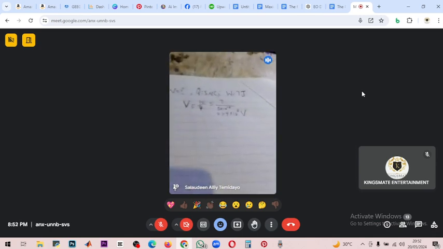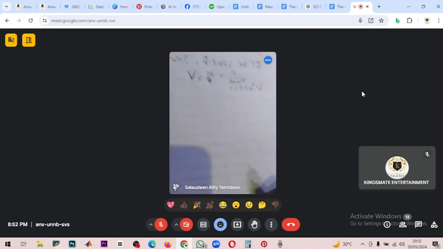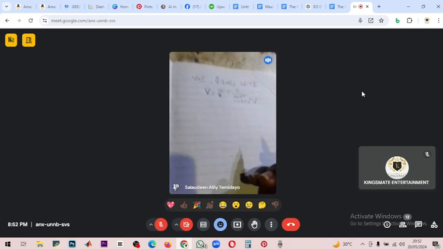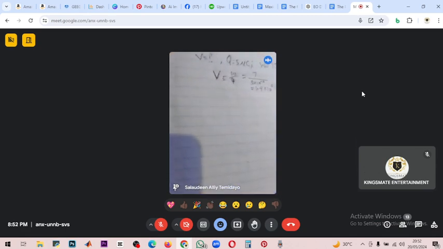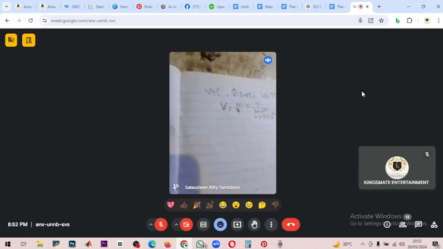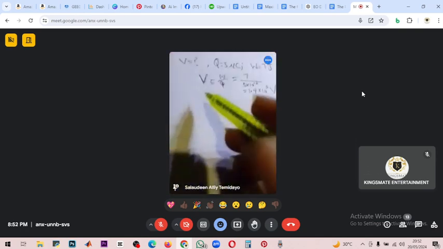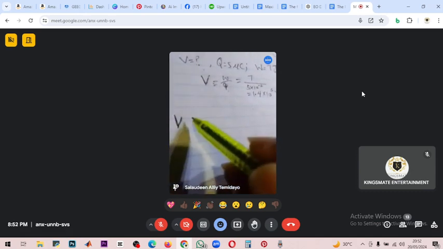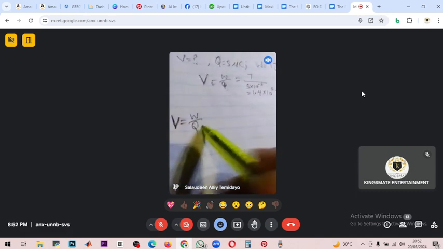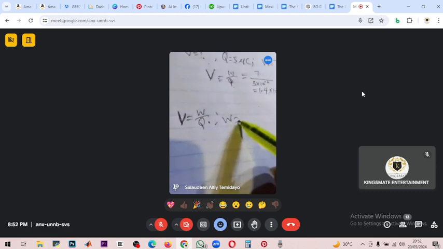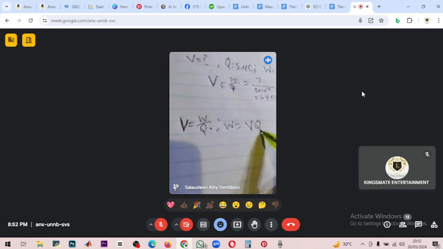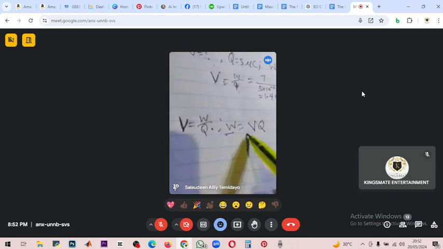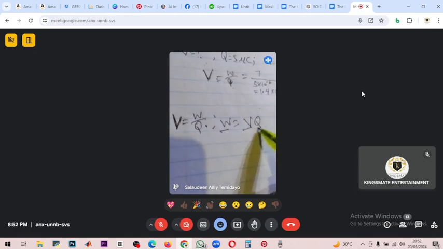So now let's do some workings here. I need you to be very attentive. All these topics are full of derivation of formulas until we get to capacitance and the main electromagnetism. Look at this. V is equal to W over Q. Definitely W can be equal to VQ. So the work done is equal to the electric potential times the charge.